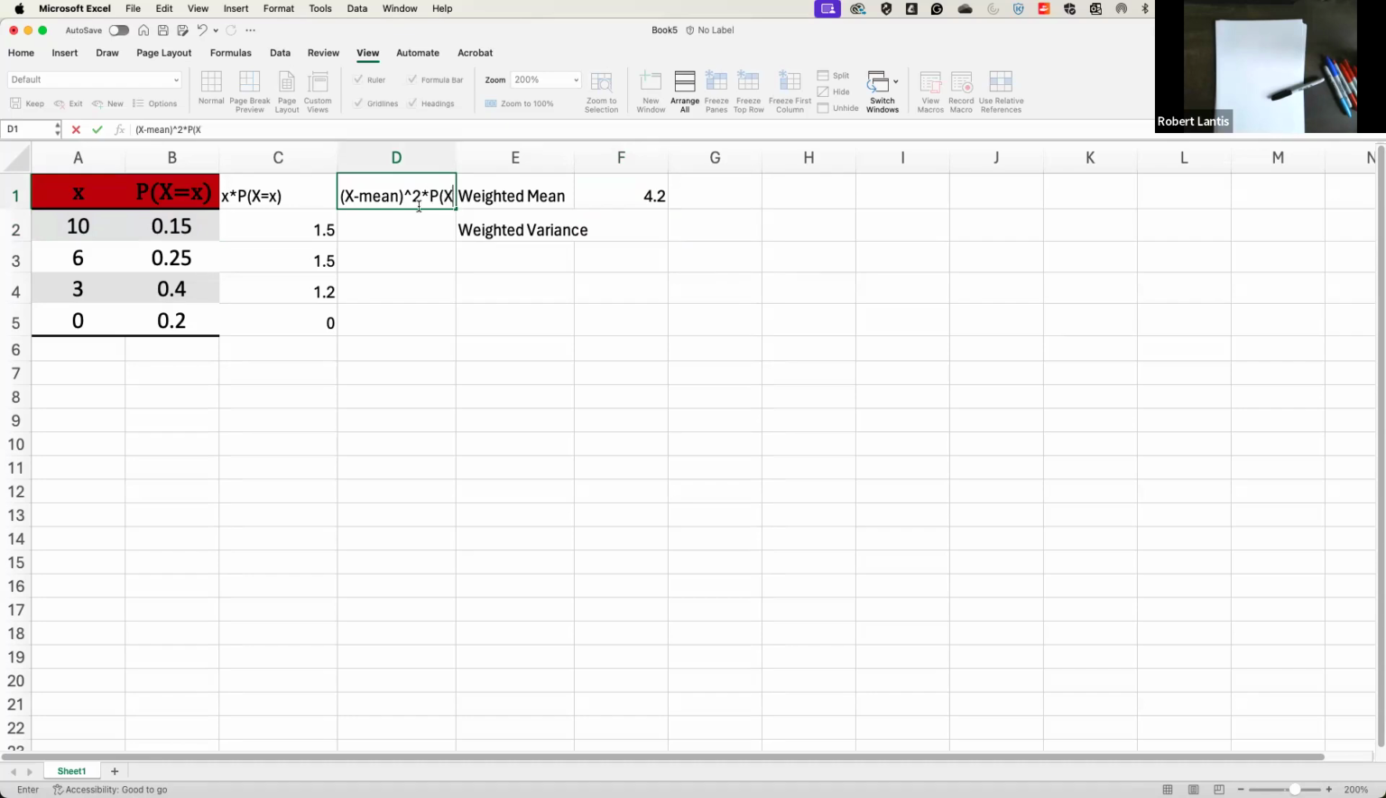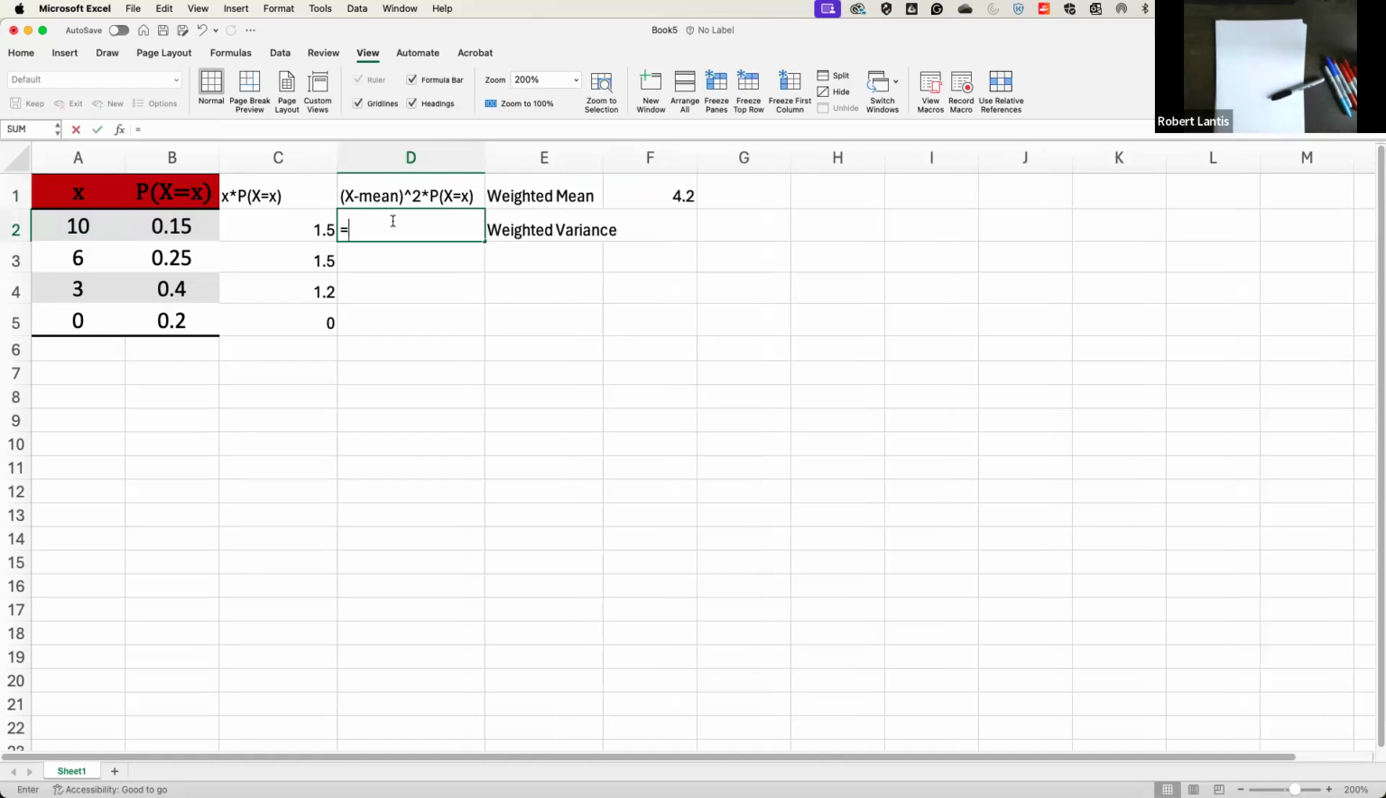I then multiply it by my weight, which is the probability that x takes on that specific x value. Okay. So I'm going to go through, take the x value, subtract the mean. Now I could type it out, but I'm going to show you just to get more practice using cell references. I'll select that cell reference, square that deviation, multiply it by the probability I see 10 million occur.